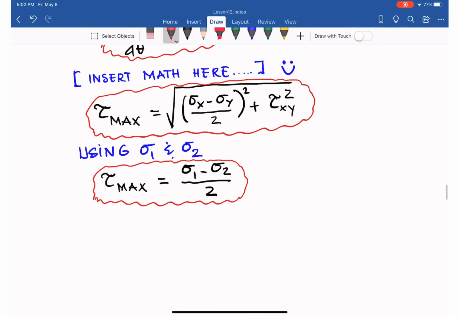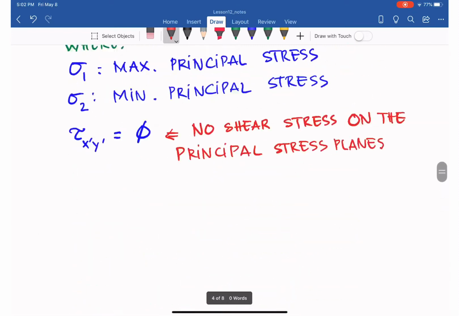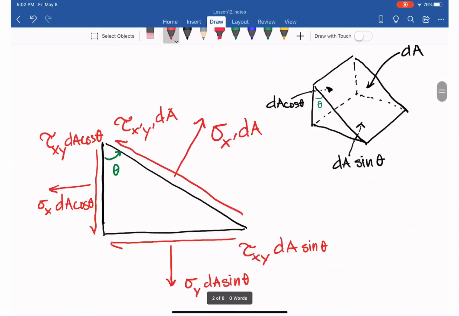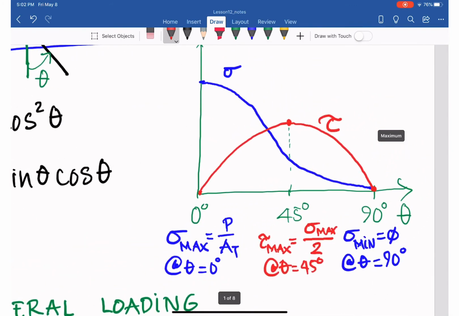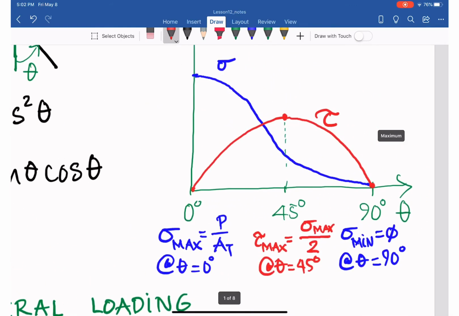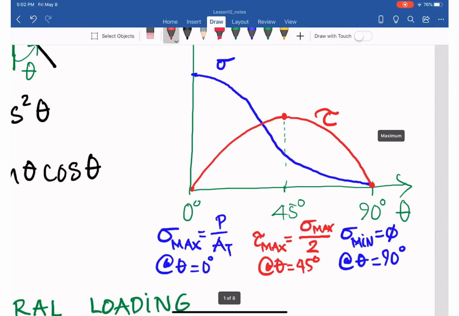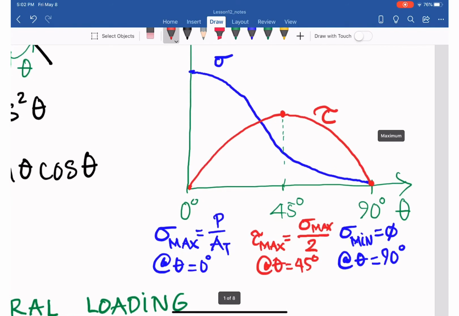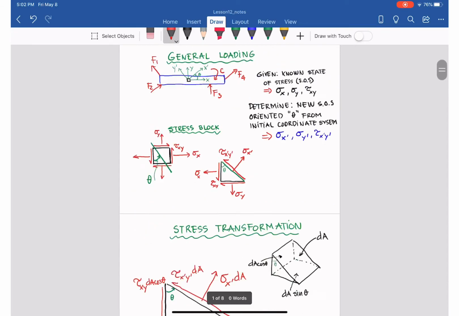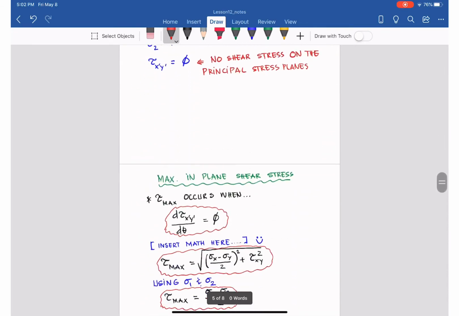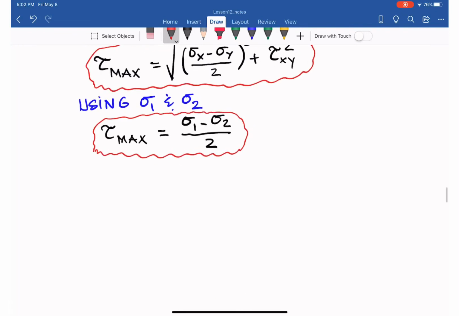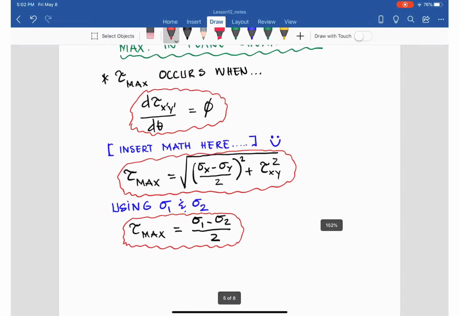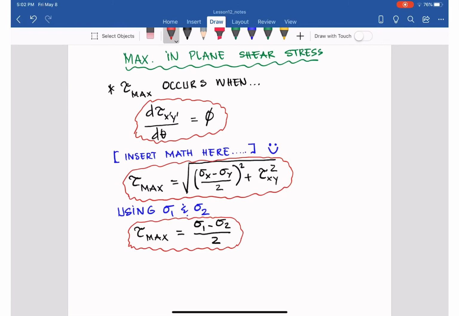So what is the normal stress on the plane that has tau max? As you can see here, at 45 degrees, tau gets max. Sigma is not 0. It's not max. It's not min. It's something. What is that? That is the next equation that we want to find out: the normal stress when we are talking about the maximum in-plane shear stress.